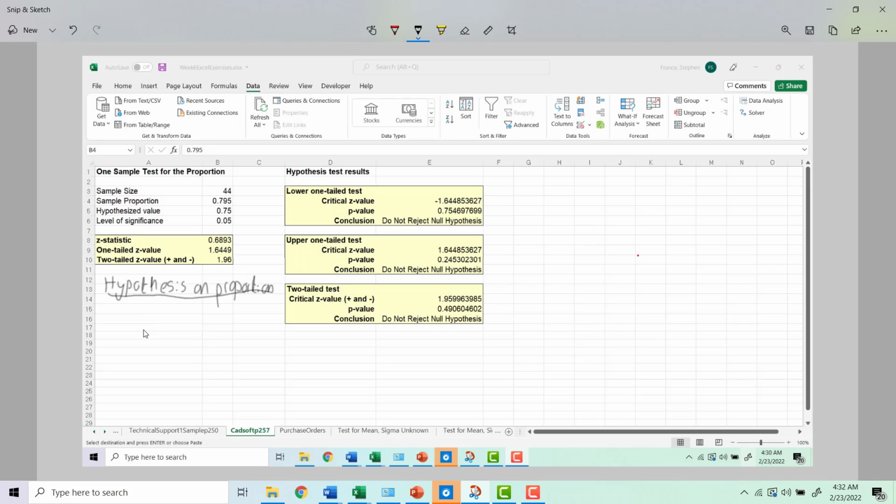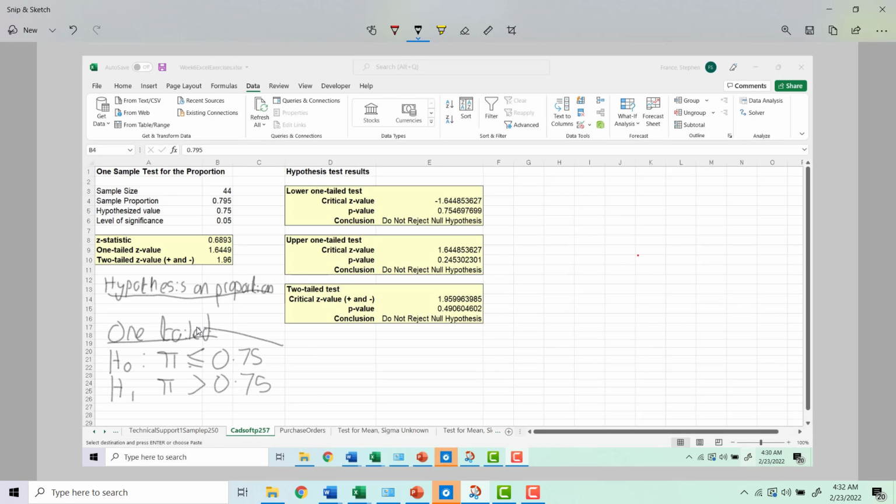We want to check whether this is greater than 75%. So our first one-tailed test is going to be the null hypothesis: it's not greater than 75%, and the alternative hypothesis is it is greater than 75%. So that's the one-tailed test.